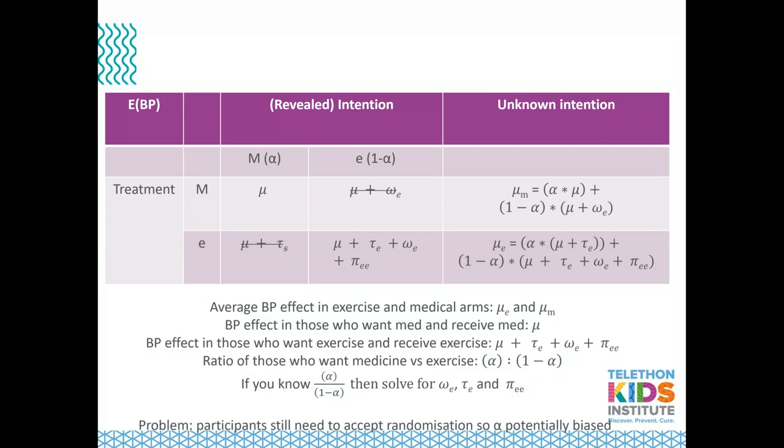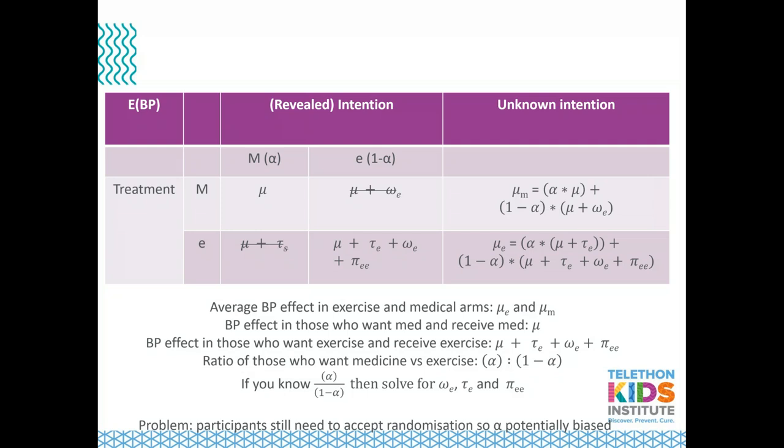But if you measure all of those things, you can actually work backwards and calculate what the effect of exercise would be in those who want medicine, and what the effect of medicine would be in those who want to receive exercise. So this actually goes a long way forward in being able to work out, for a given patient with a given preference, what is actually the best treatment for them.